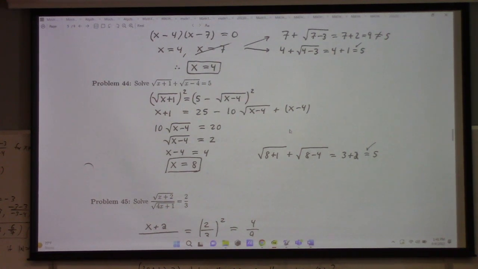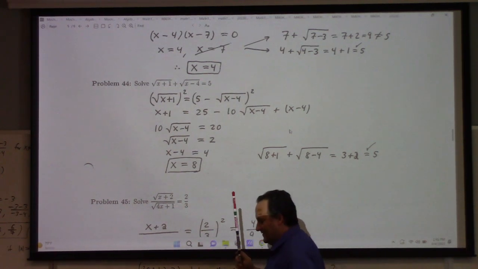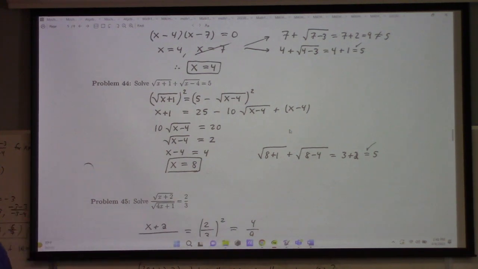I get 8. Now, I squared this equation, right? So I should check. It could be that this is not actually even a solution. There are problems like that. Yeah. Would you put no solution if the solution you got was squared? Yeah, if this one doesn't work, then you say no solution. That's right, yeah. See, this problem is extraneous. No, sorry.